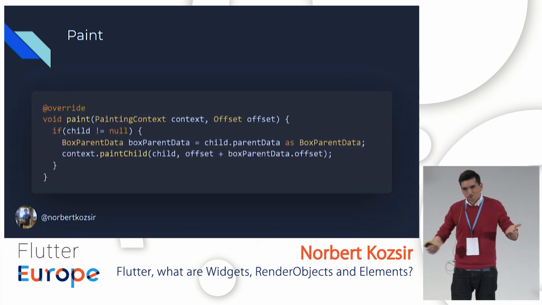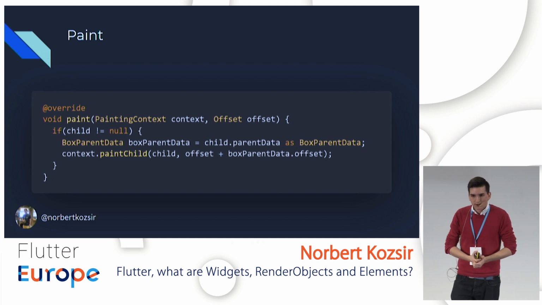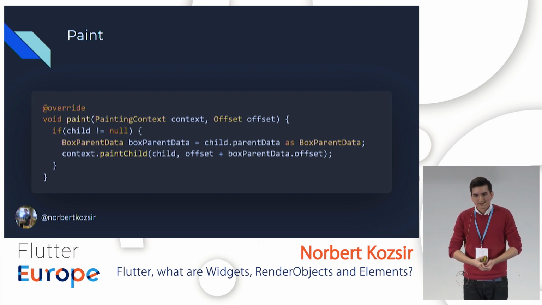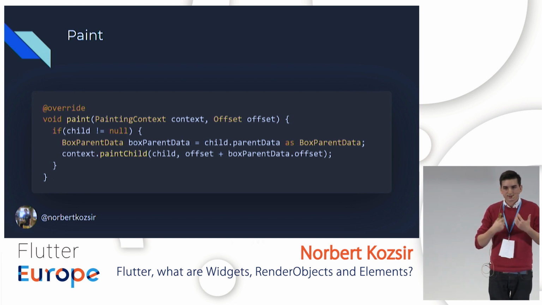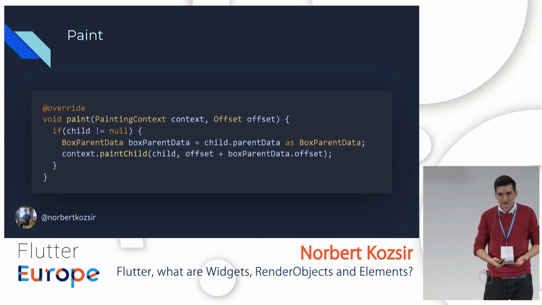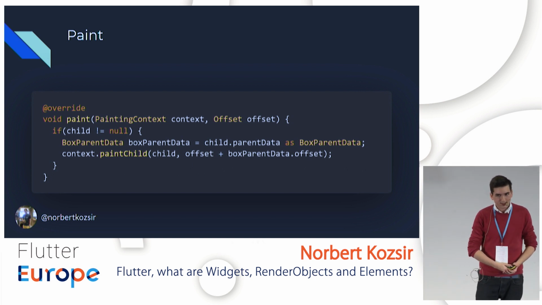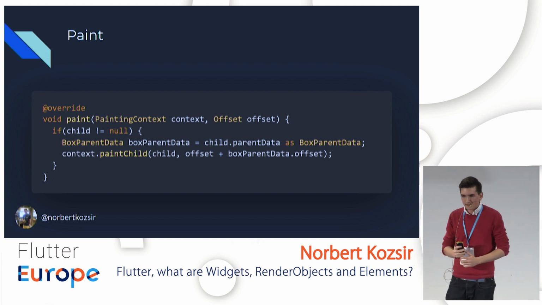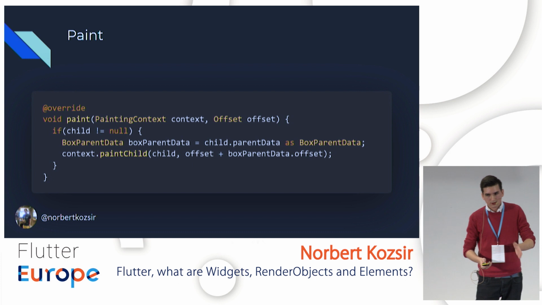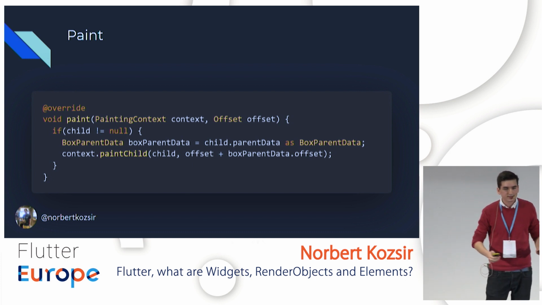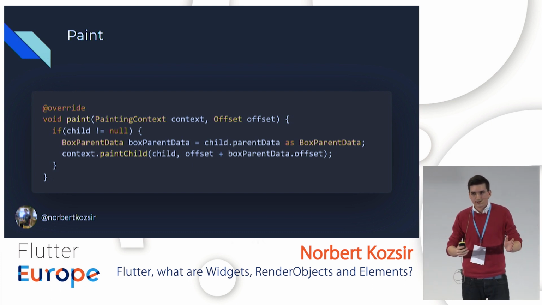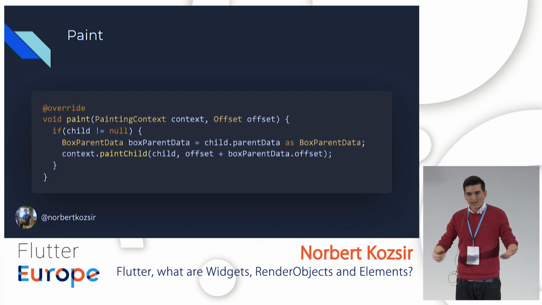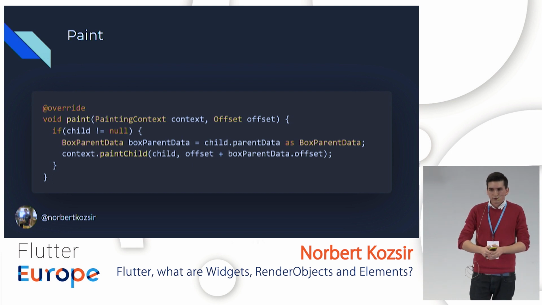Painting is a bit simpler in this case. If we have a child, we get those parent data back where we stored the data where we want to position it, the offset, and we just call context.paintChild, and it does a thing. We can do anything in there. Like the context is a canvas, we can draw lines, we can draw rectangles, we can push a new layer which adds an opacity. We have full control over there.